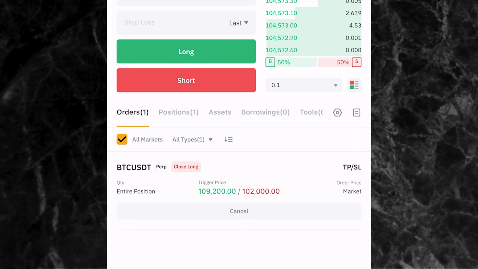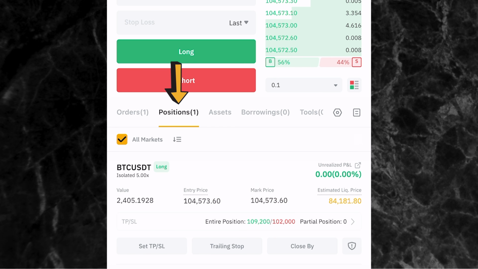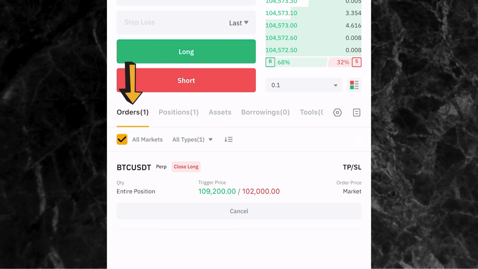Now, once you've done that, you see that you have one trade under orders and then you have another one under positions. Now, the one under orders right here is your take profit and stop loss. That's the trade that is there. So your take profit and stop loss have not been executed. That's why they are under orders. So they are waiting to be executed. That's the meaning. So if it gets to your take profit first, the trade is cancelled and you take your profit. But if it gets to your stop loss first, the trade is also cancelled and you take your loss. I hope you get it.